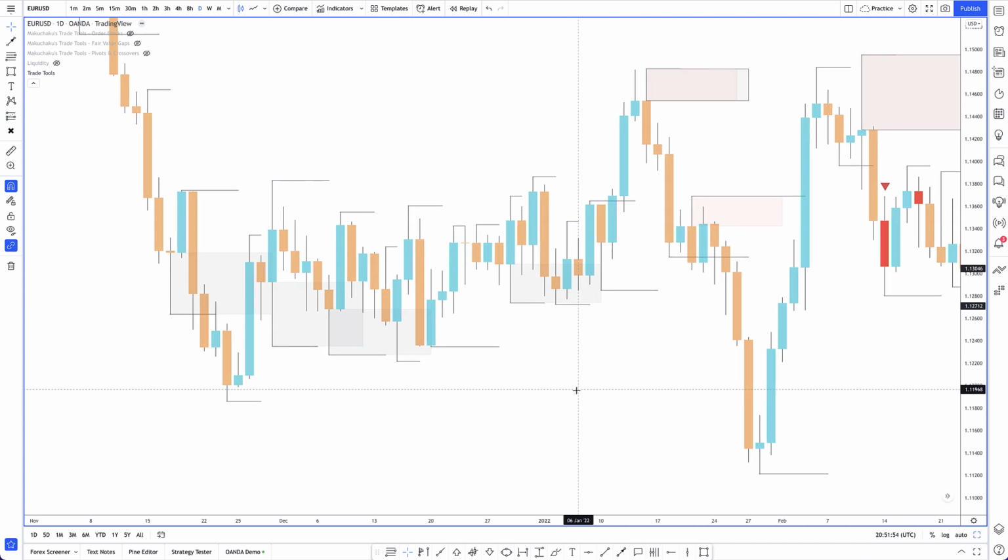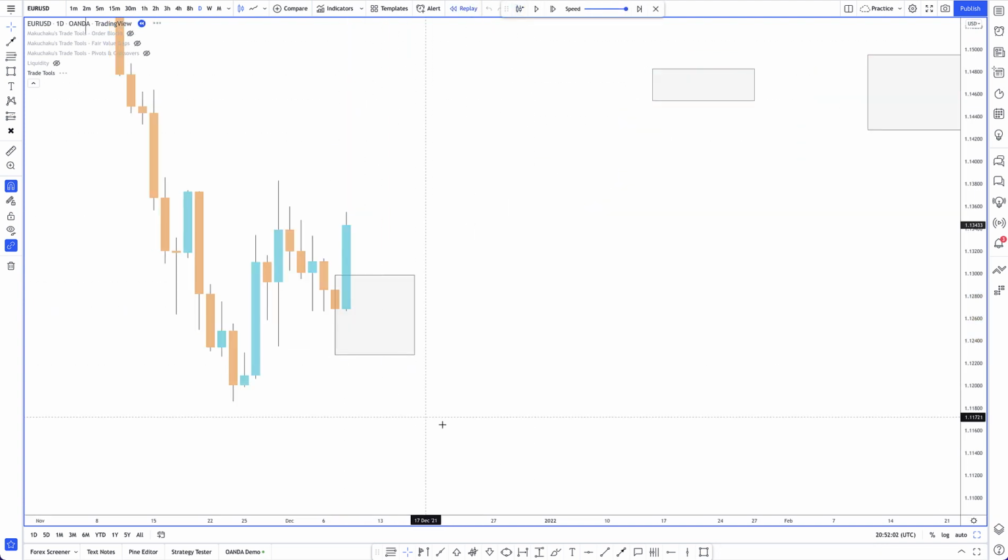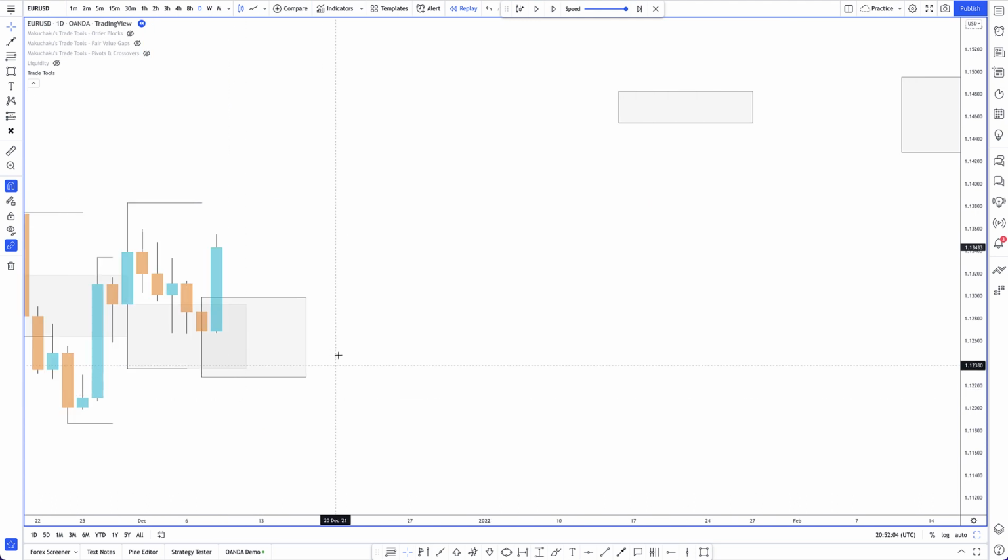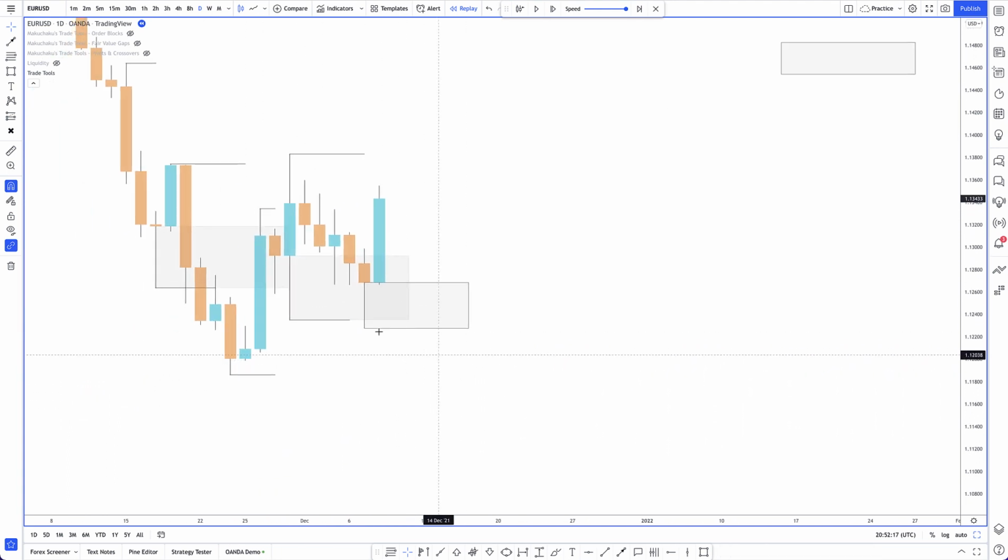Let me show you another example. This is an order block. And within this order block, since this wick is less than 50%, the 50% mitigation of this wick would be here. If this is not mitigated, if it is not more than 50% mitigated, then this is a valid rejection block.